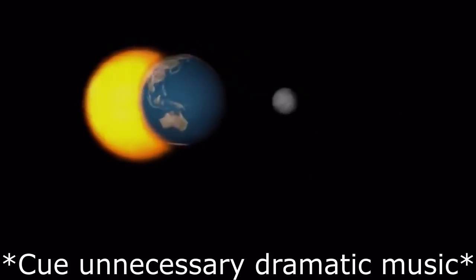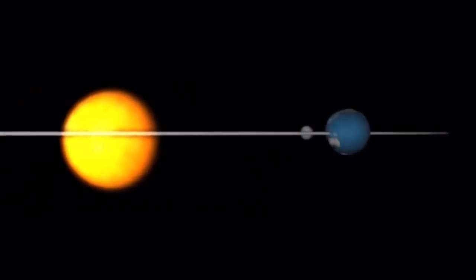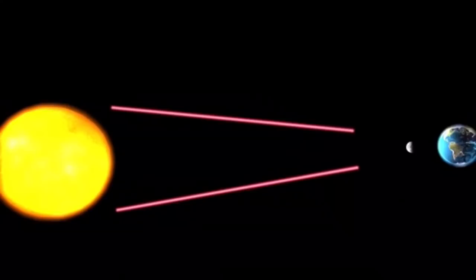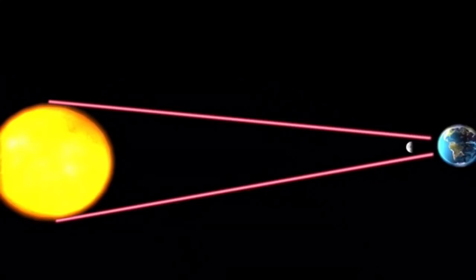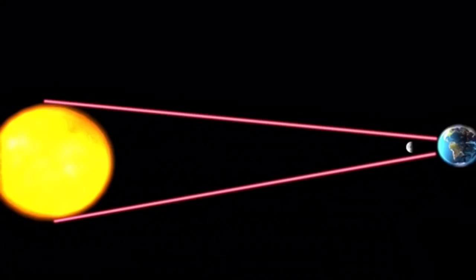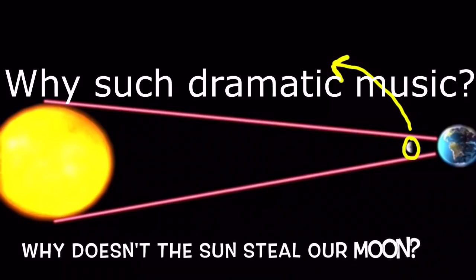And we are also told that this force called gravity keeps the moon rotating around the Earth. So then the question becomes, when the moon is between the Earth and sun, why does the sun's gravitational pull, which is so great, not then steal away the moon from the Earth?